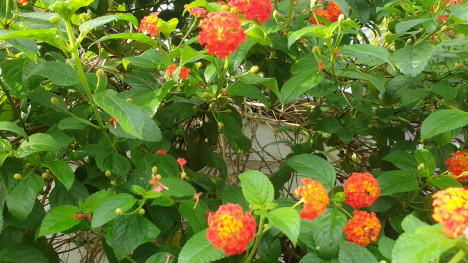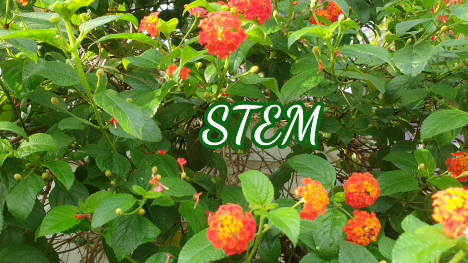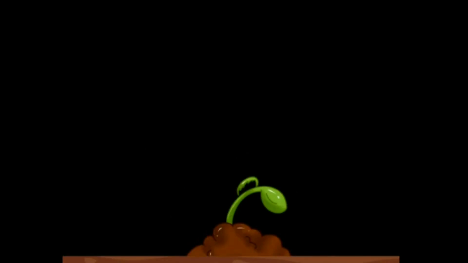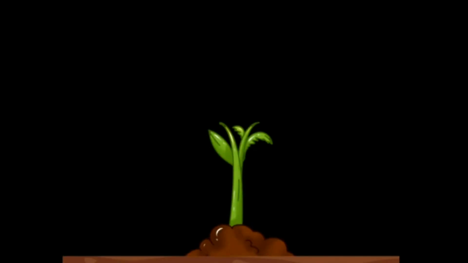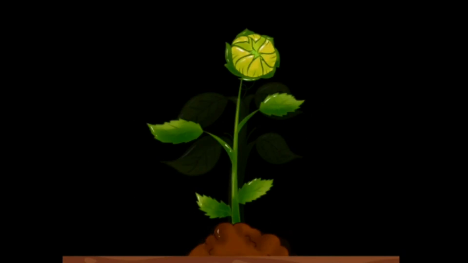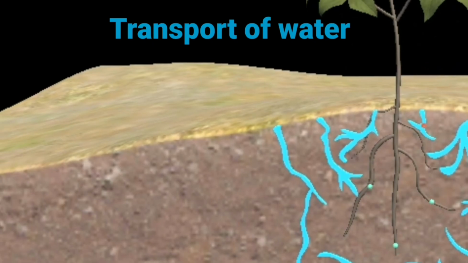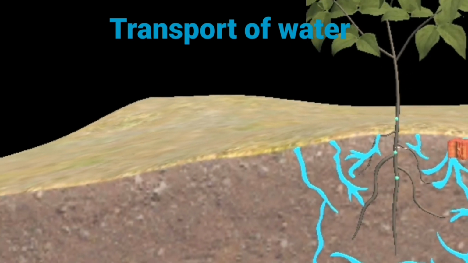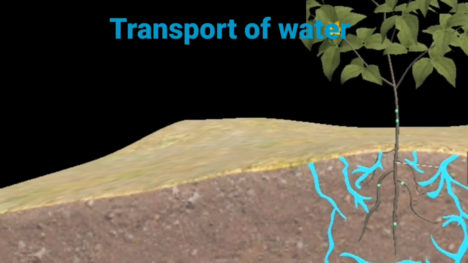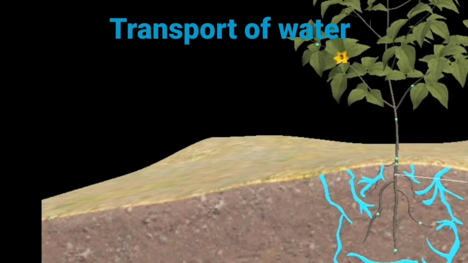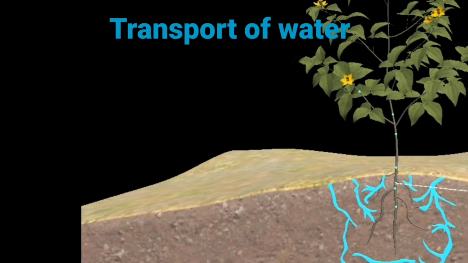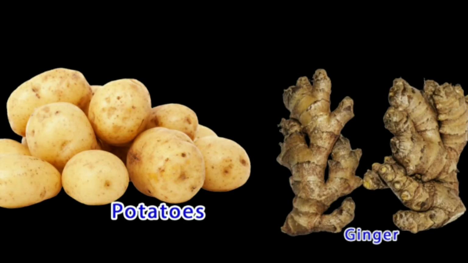Stem. The stem of a plant grows above the ground. The stem has branches, leaves, fruits, and flowers. What are the functions of the stem? The stem holds the plant upright. The stem supports the branches, leaves, flowers, and fruits. Water travels from the roots to the leaves through the stem. The stem also carries food made by the leaves to different parts of the plant. Thus, stem contains food and water. Some plants such as potato, ginger, onion and sugarcane store extra food in their stems.